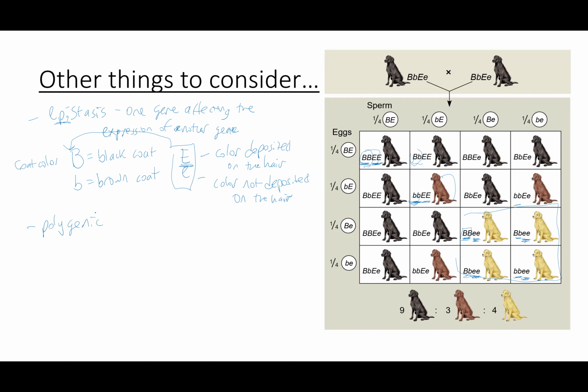Some traits are polygenic. This is like the opposite of pleiotropy. This is where more than one gene affects the phenotype.